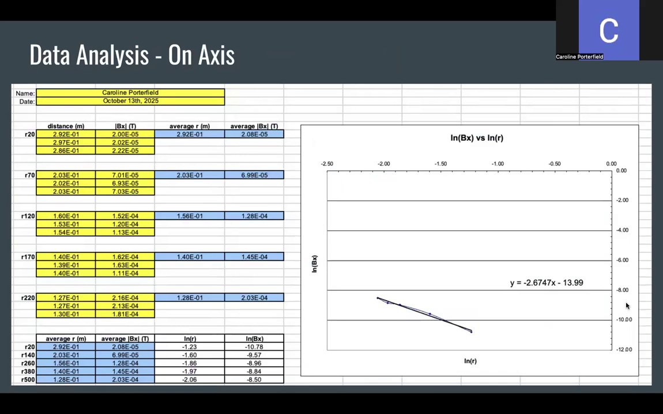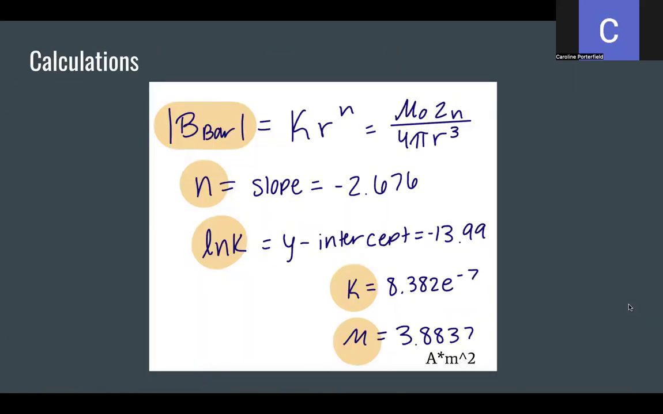Now the data analysis of on axis. On the left are the distance measurements for different magnetic field strengths, and on the right is the graph of the linearization plot of the averages. This is based on the distance dependency formula and the equation of the best fit line. This was then used to determine the values of n and k. Now, calculations. Since we know n and k, we can solve for the magnetic dipole moment, mu. This was found to be 3.8837 amp meters squared.